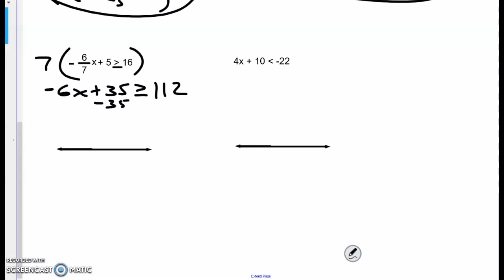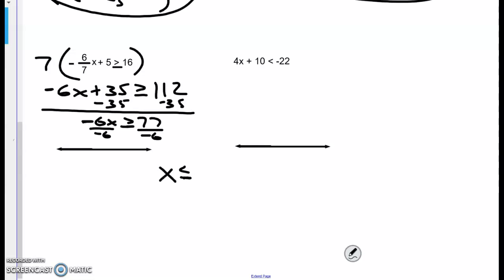Now I'm going to subtract 35 on both sides, and I'm going to add negative 6x is greater than or equal to 77. Sounds right? Yep. We divide by negative 6, we divide by negative 6. When you divide by a negative, it flips the inequality. Less than or equal to, and it's negative 77 over 6.